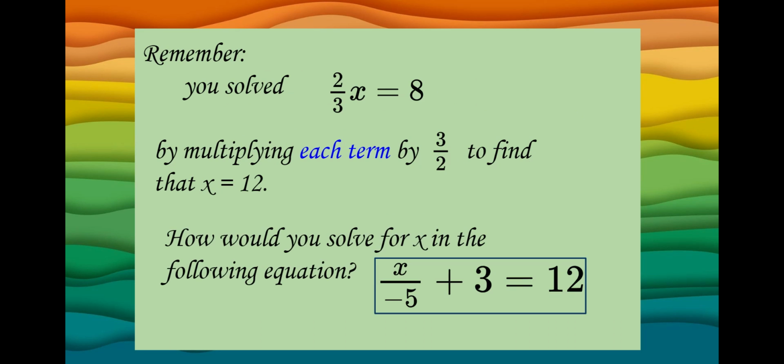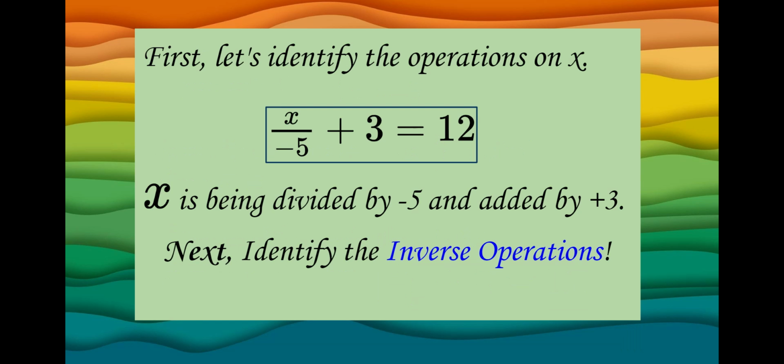How would you solve for x in the following equation? X over -5 plus 3 is equal to 12. First, let's identify the operations on x. X is being divided by -5 and added by +3.